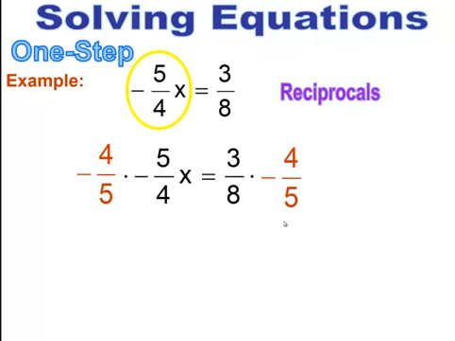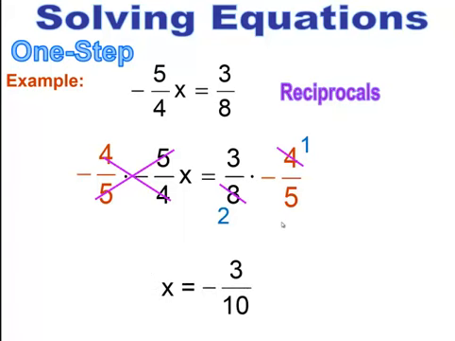So I'm going to end up having a negative 4 over 5, and I need to do it to both sides of the equal sign, because what you do to one side of the equal sign, you have to do to the other. And it's multiplication here. Keep in mind, reciprocals are going to cancel out, and that's what's going to get me the variable by itself. Now, when I'm multiplying the fractions, I'm going to have to simplify first and then multiply across. Don't forget the signs. I have a positive times a negative, so I'm going to end up with a negative, and I end up with a negative 3 over 10.